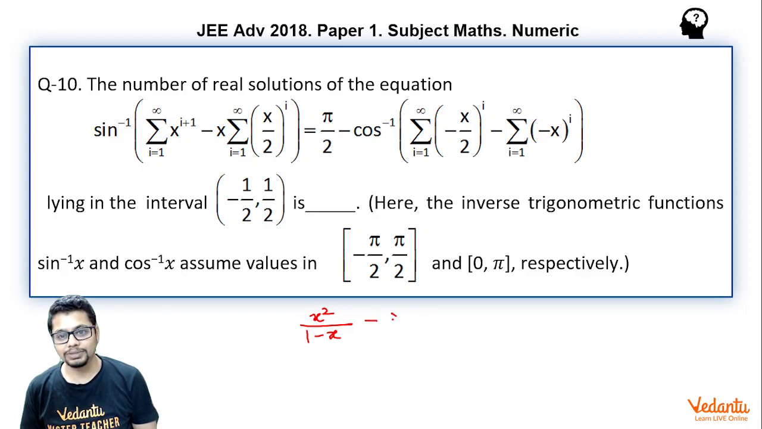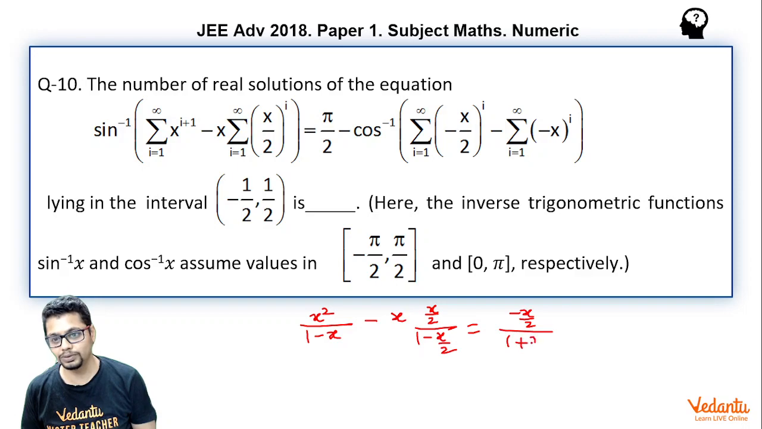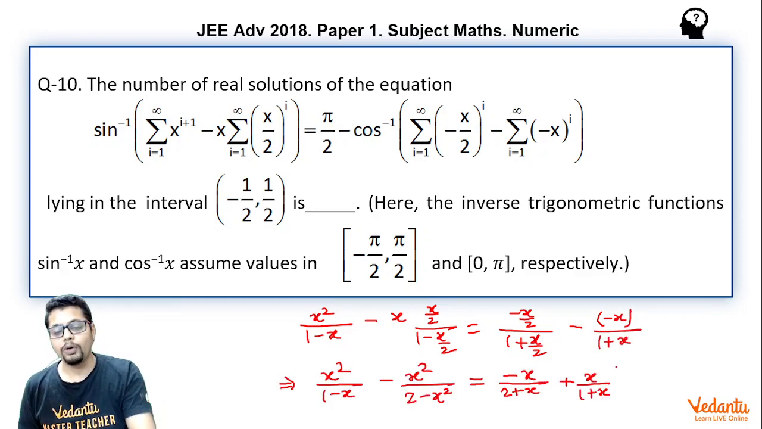So here I can write first term, which is essentially x square by 1 minus common ratio, minus x times, here the first term essentially is x by 2 and the common ratio is essentially again x by 2, equal to, so here it becomes the first term is minus x by 2 and the common ratio is also minus x by 2. So this is what we get, minus the first term is minus x and the common ratio is also minus x. Upon simplification we essentially get this. Clearly x equal to 0 is a root.